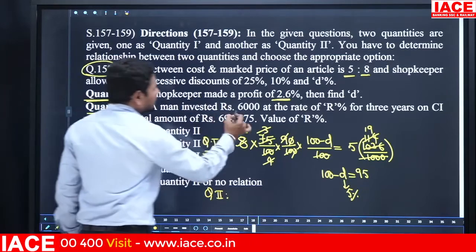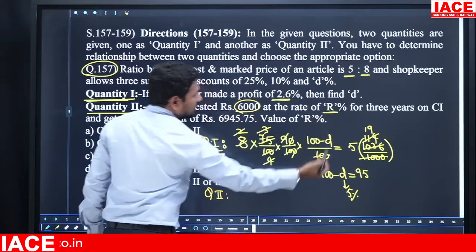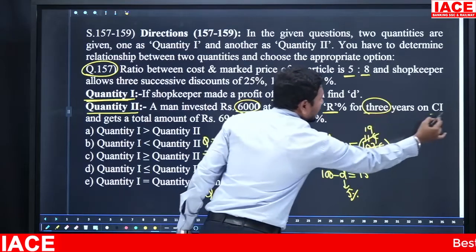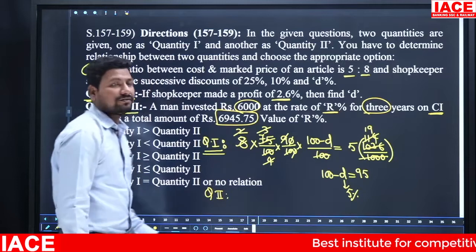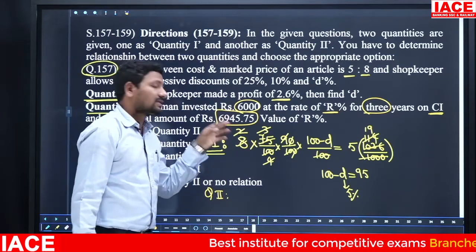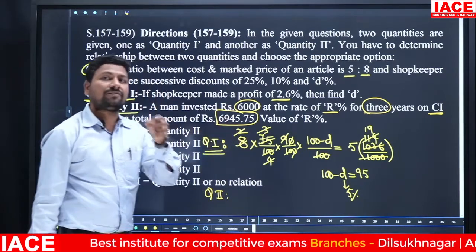A man invested 6,000 rupees at R percentage for how many years? 3 years. At compound interest, it becomes how much rupees? 6,945.75. Okay, 6,000 became 6,945 rupees, which means an extra 955 rupees.